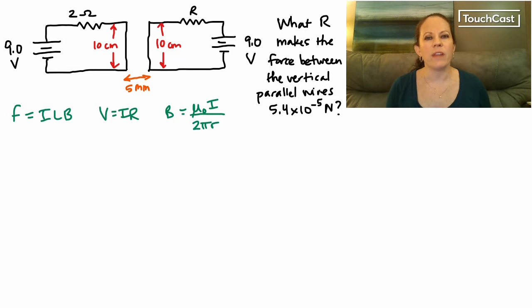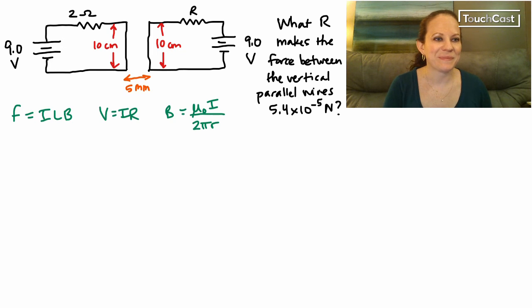So now we've laid out the path through our problem. We know the relationship for the force that a current carrying wire feels in a magnetic field. We know that the left-hand circuit must be generating the magnetic field that the right-hand circuit is feeling. We can use Ohm's law to figure out how much current is flowing in the left-hand circuit to then be able to figure out what magnetic field it is creating at the location of the right-hand wire.